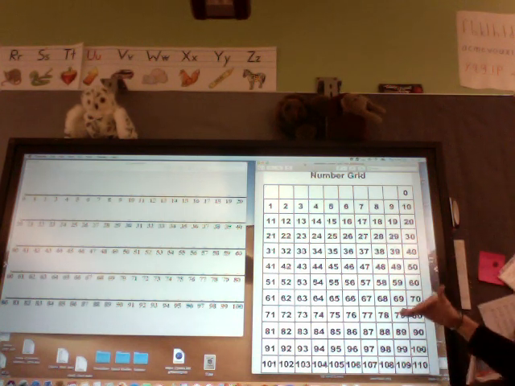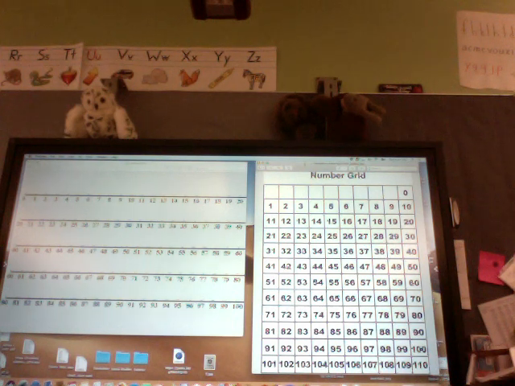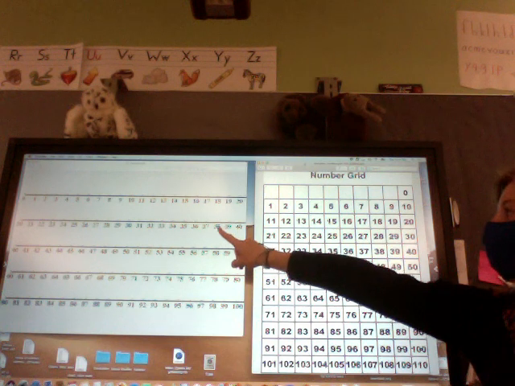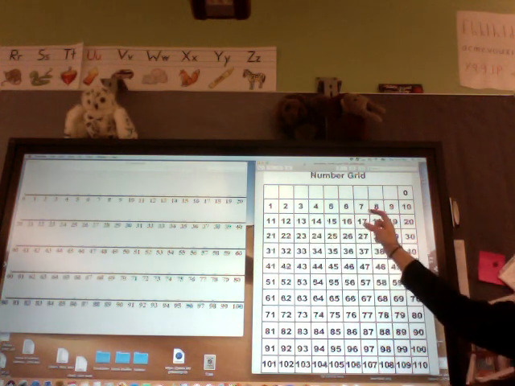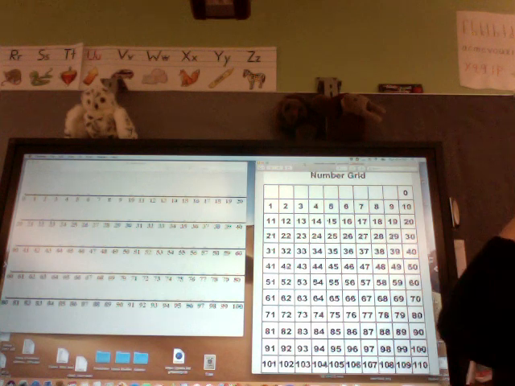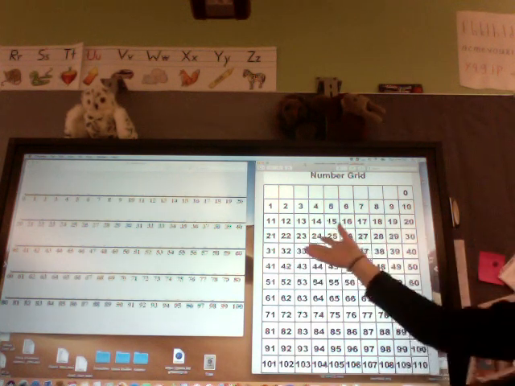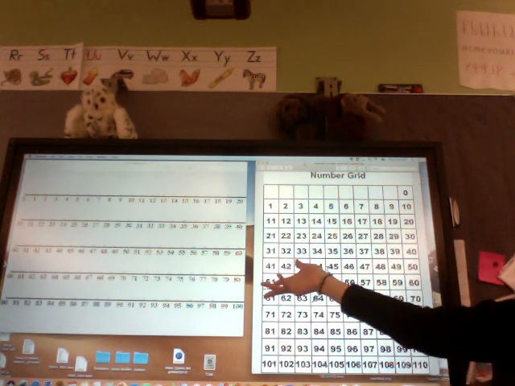Jacob? What do you notice about the number line or the number grid? The number line has lines that the numbers are on, and the number grid just has squares that the numbers are. Exactly. Yep. So the number line has the numbers underneath it. The number grid has little boxes that have numbers in it, right? Same thing. I mean, they're the same thing other than that. They both have numbers. They're both in order. The numbers are in order, right?